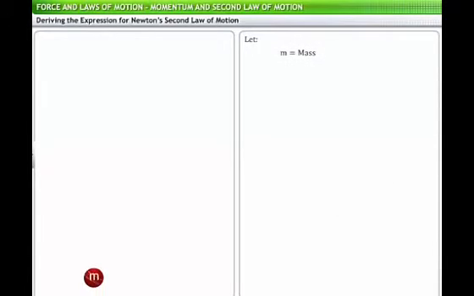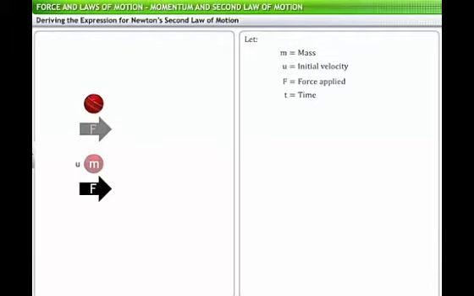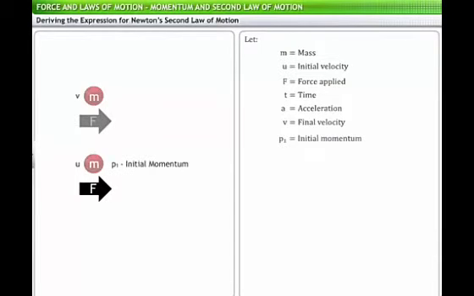Consider a ball of mass m having an initial velocity u. When a force of magnitude F is applied on the ball for time t, the ball moves ahead with an acceleration a. In the time period t, the ball accelerates to a final velocity v. Let P1 be the initial momentum and P2 be the final momentum of the ball. By the definition of momentum, P1 is equal to mu. P2 is equal to mv.